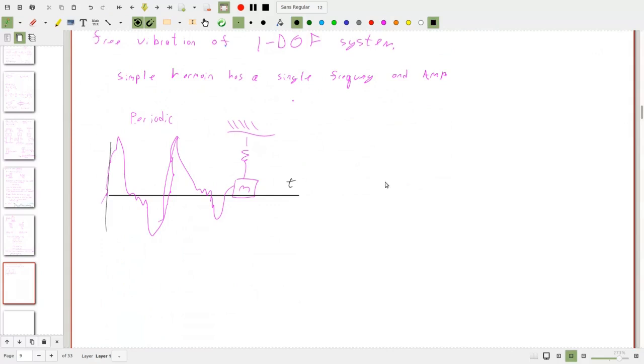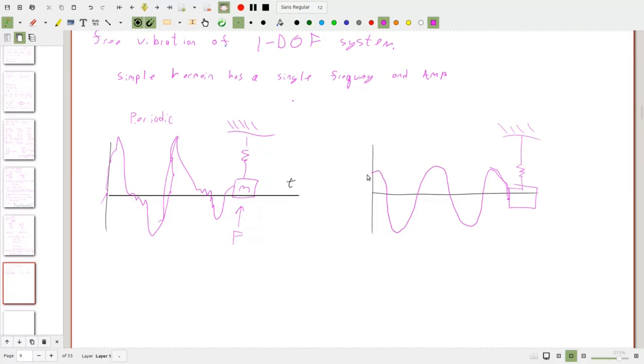Professor, is that a true example where a one mass, one spring system can have compound frequencies? Yeah, if you're forcing it, definitely. So let's look at a simple harmonic motion. A simple harmonic motion would look like that. That makes sense? So you have one frequency and one amplitude. Let's just call it simple harmonic.